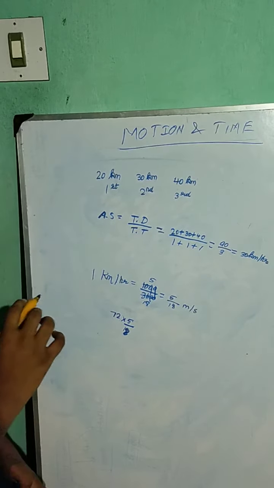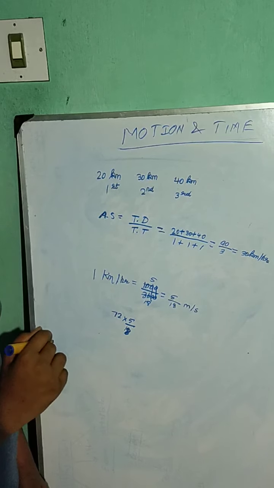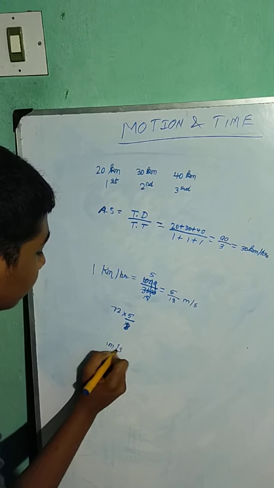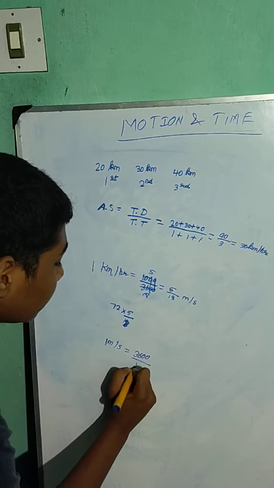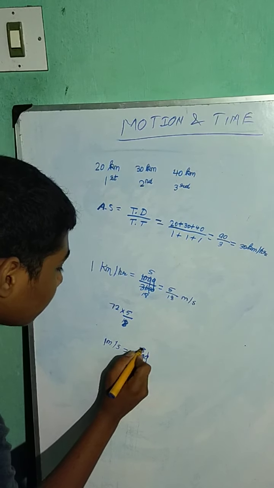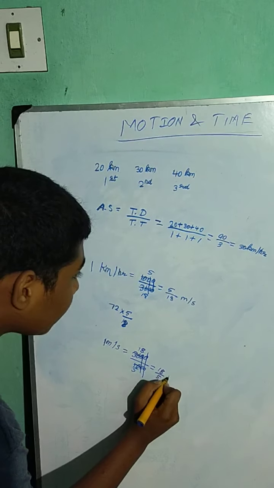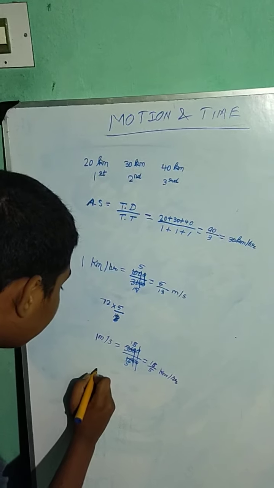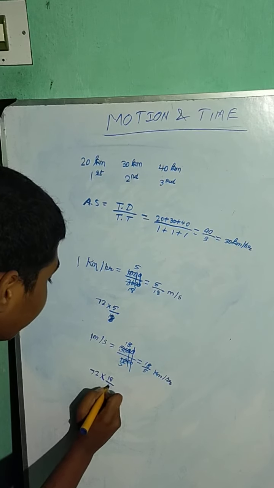Now in the same way, how to convert meter per second into kilometer per hour? The same: 1 hour is equal to 3600 seconds, 1 kilometer is equal to 1000 meter. So 1 meter per second is equal to 3600 divided by 1000, which is 18 by 5 kilometer per hour. So if I want to convert 72 meter per second into kilometer per hour, I can take it as 72 into 18 by 5.